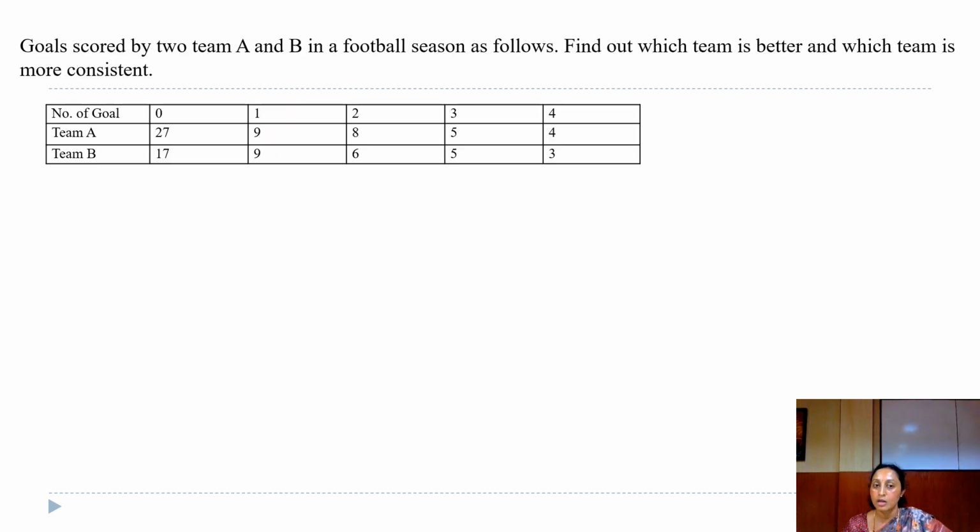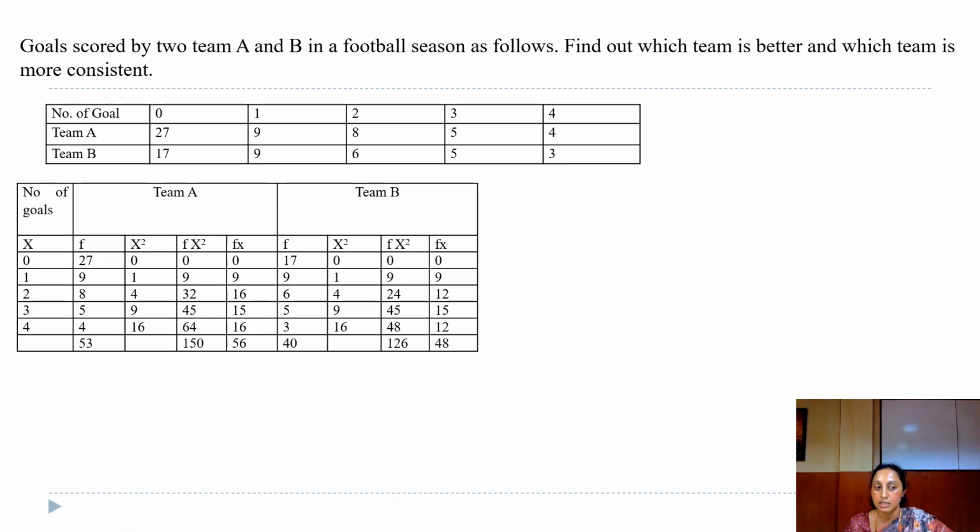So here I have got another example, and this is discrete data. Here we have goals scored by two teams A and B in a football season as follows. We want to find which team is better and which team is more consistent. Since this is discrete data, let us construct a table.